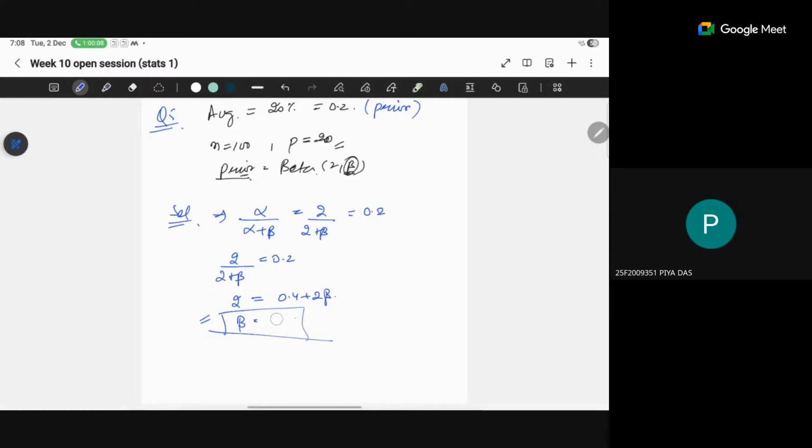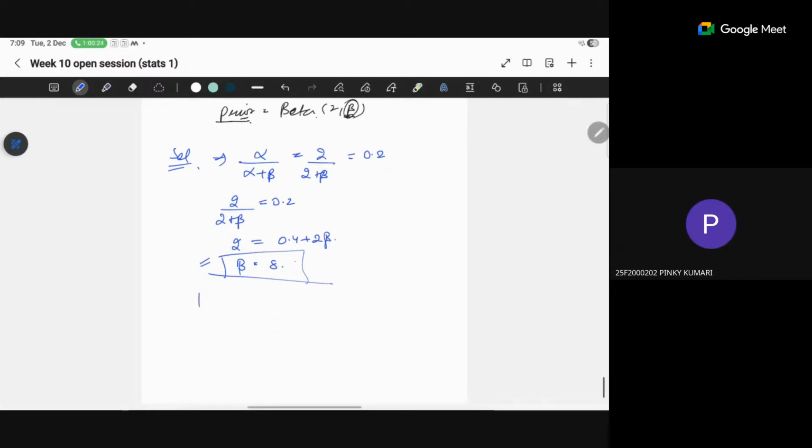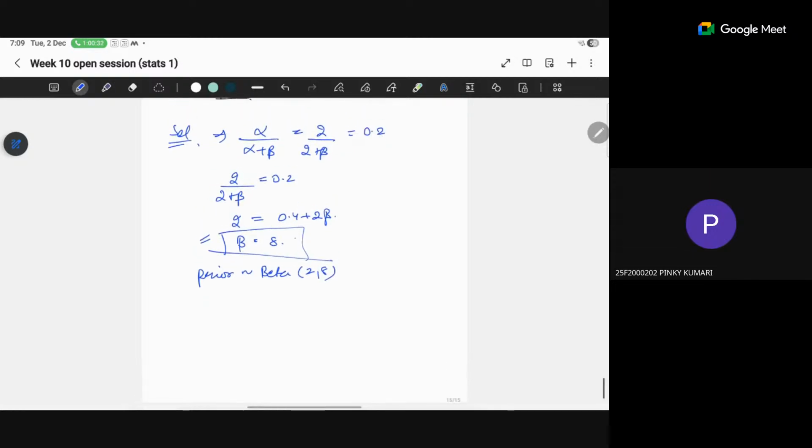Oh yeah, correct. Beta is 8. Till here, anyone having doubts? Any doubt till beta? No, ma'am. Okay. Now we have the prior distribution. I have all the values. So this is beta 2 comma 8. Correct? Now, the same procedure.